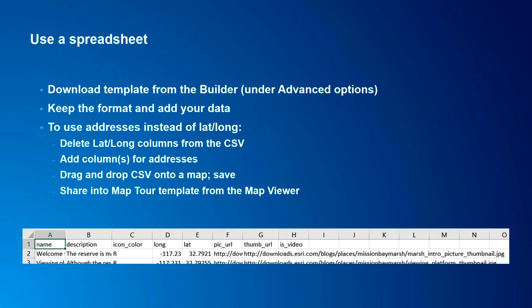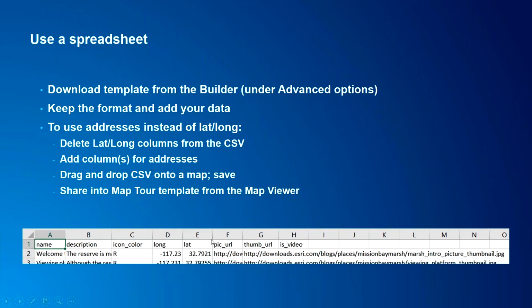So a little bit more about that workflow of using a spreadsheet. We do have a template spreadsheet that you can download from our builder, just to give you the schema that you would need to set up in your Excel file or CSV file. As long as you keep the format that's outlined there, with the column names and formats that we've set up, it's pretty straightforward to add your data into it and have the MapTour interpret it correctly.